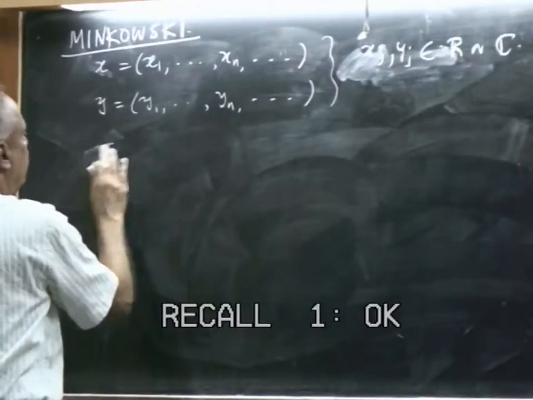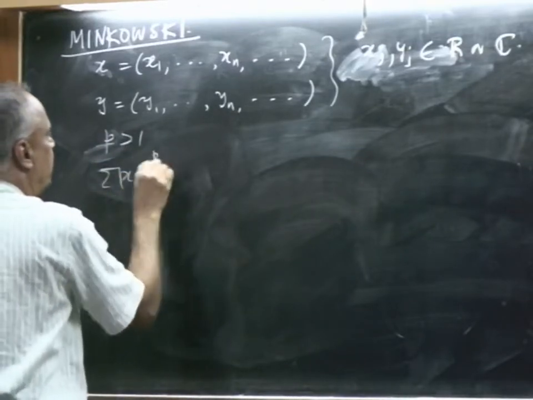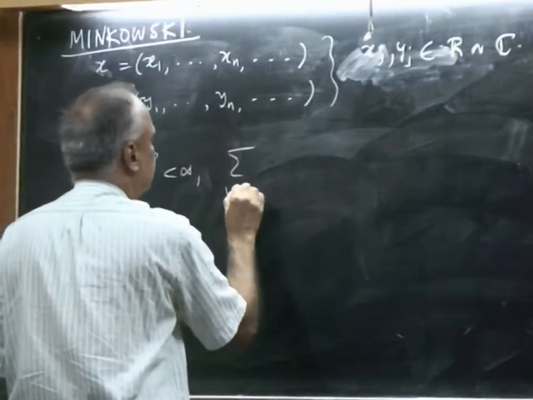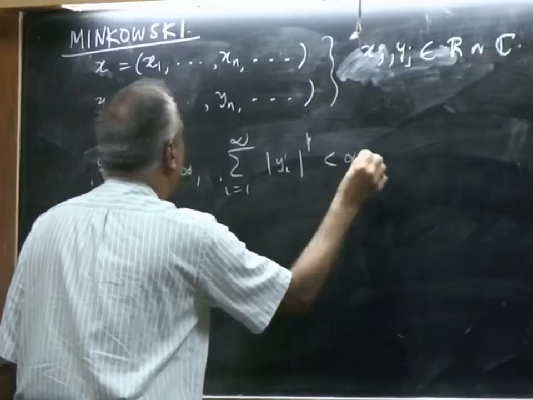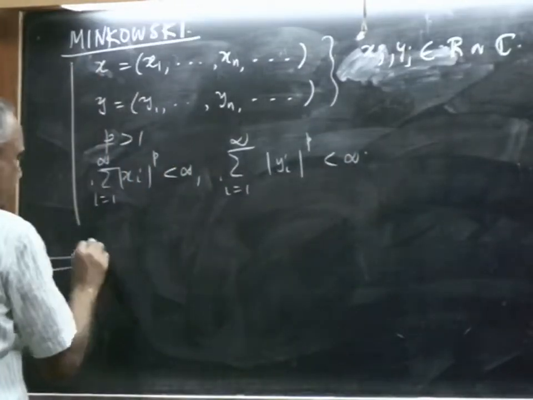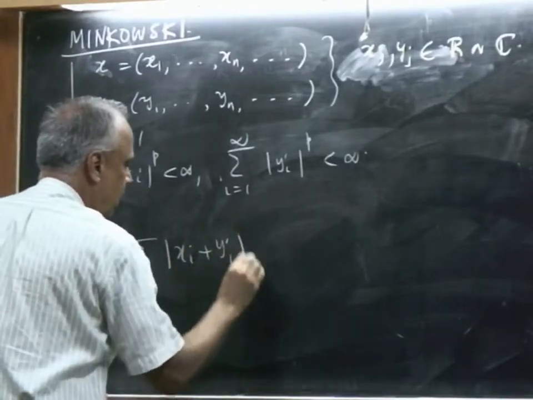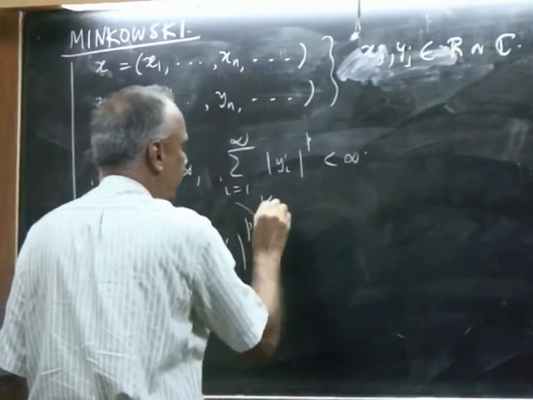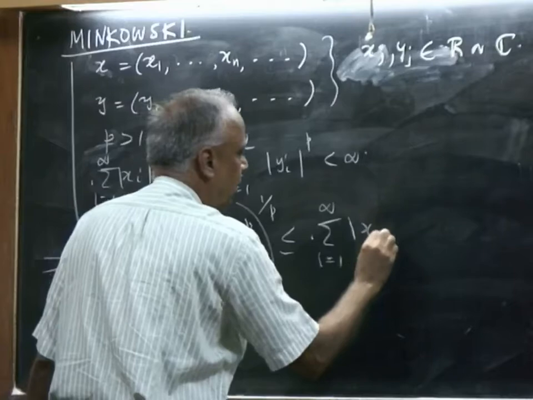This, for p greater than 1, if the summation of |xi|^p, i equal to 1 to infinity, is less than infinity, and the summation of |yi|^p, i equal to 1 to infinity, is less than infinity, all this implies that the summation of |xi + yi|^p, to the power of 1 over p, is less than or equal to the summation, i equal to 1 to infinity, of |xi|^p.